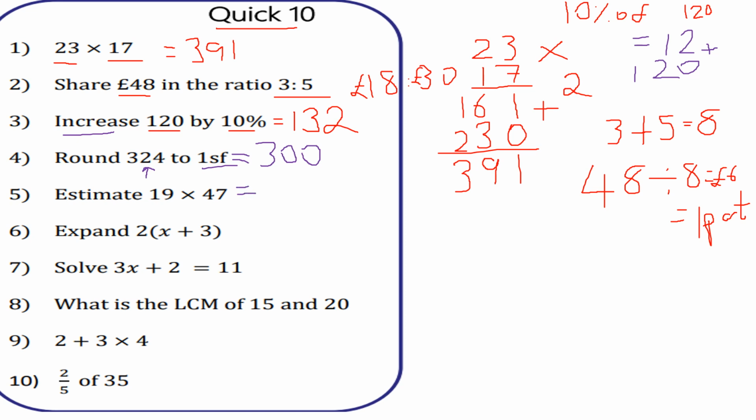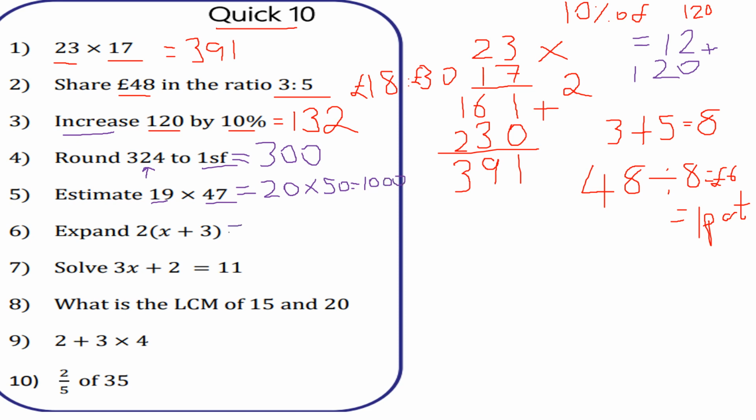Question number 5, estimate this sum. So I'm going to round each number to one significant figure. 19 goes to 20, and 47 goes to 50. 20 times 50, 20 lots of 50 is 1000, because 2 times 5 is 10, and then add on the 2 zeros, I get 1000.